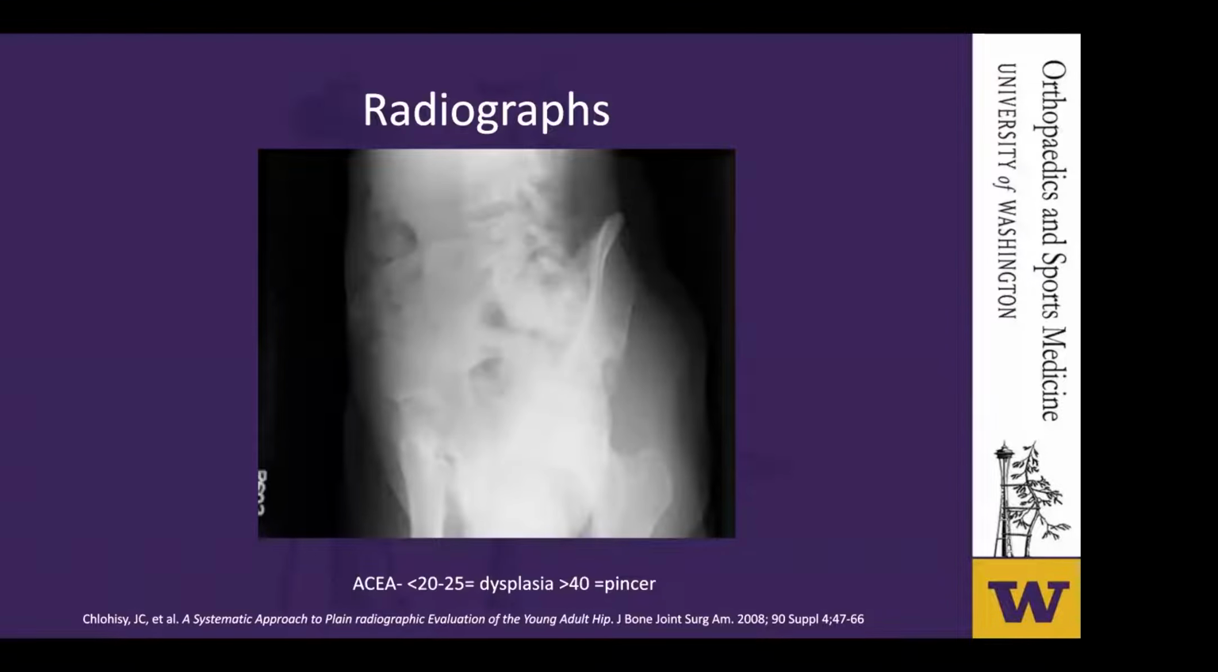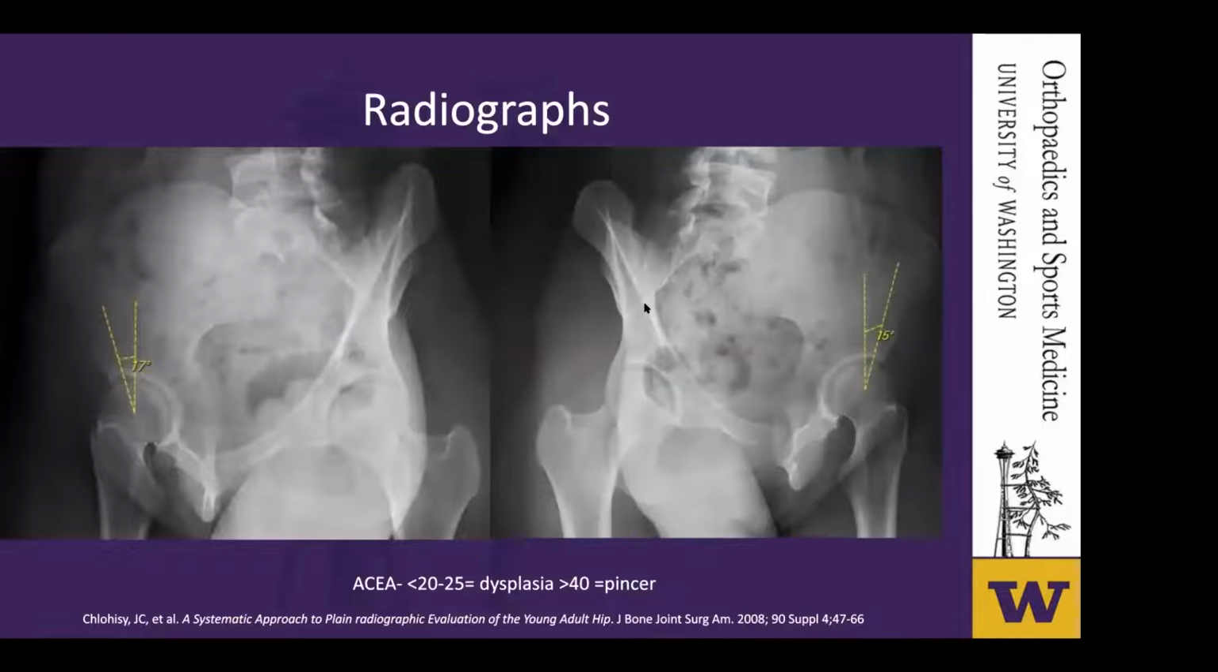The anterior center edge angle off the false profile similarly measures anterior under or over coverage of the femoral head and is the angle between a vertical line through the head and a line through the anterior sourcil. Values under 20 degrees are indicative of dysplasia, while 20 to 25 is borderline. Angles over 40 degrees are conversely indicative of overcoverage, pincer type deformity.